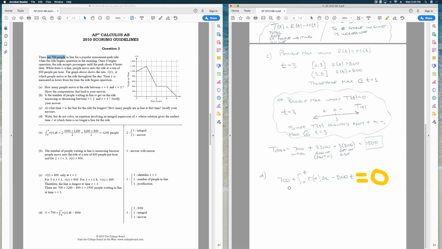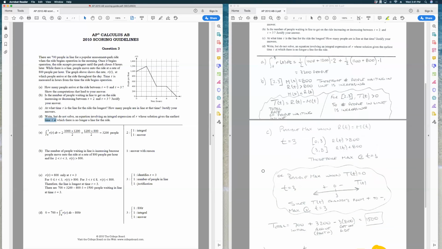So I started out with 700 people. I accumulated during T hours. So they said at time T in this problem. So the integral from 0 to T of R of x dx, I made up some new variable, that's the people getting into the line, minus 800T, the number of people that got onto the ride during those T hours. Basically exactly what I was doing right up here. And then I have to set it equal to 0. So 800T was a point, writing the integral is a point, and then the final answer, which includes the fact that you've got the 700 and the equals 0, is another point as well. So there you go. There's your 9 points.